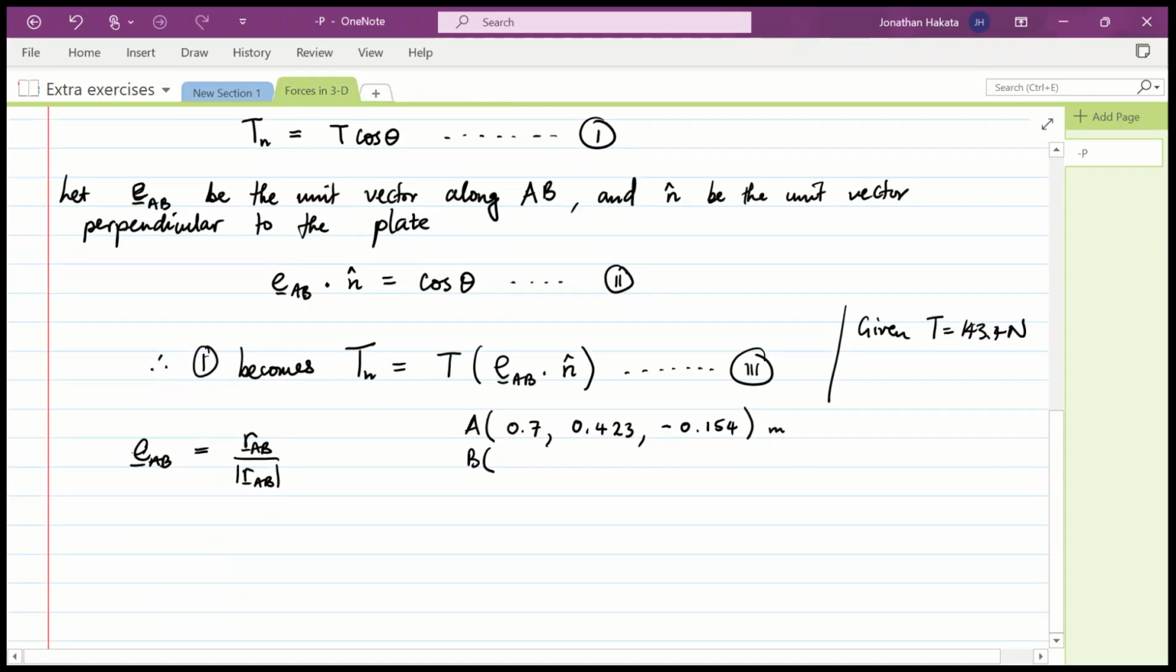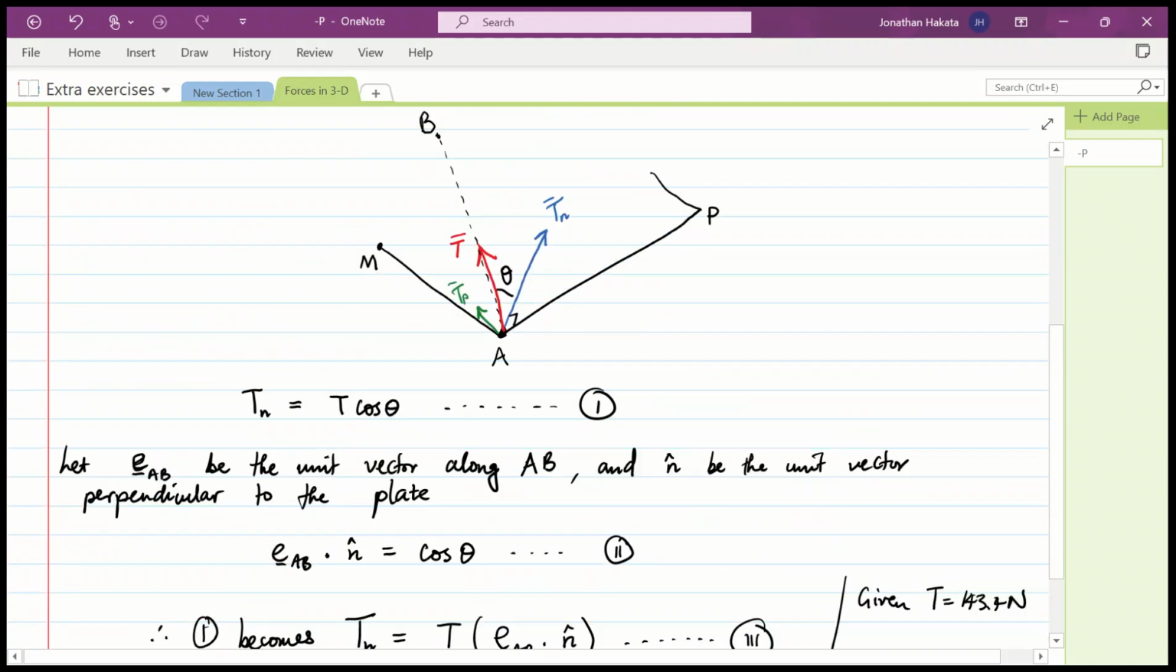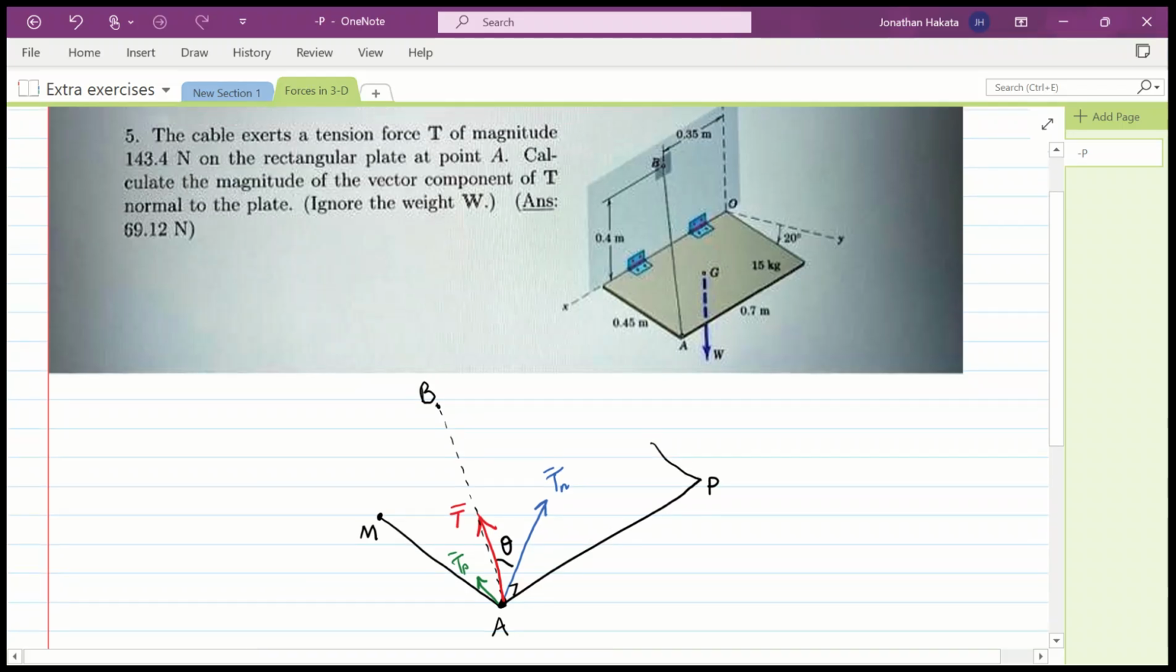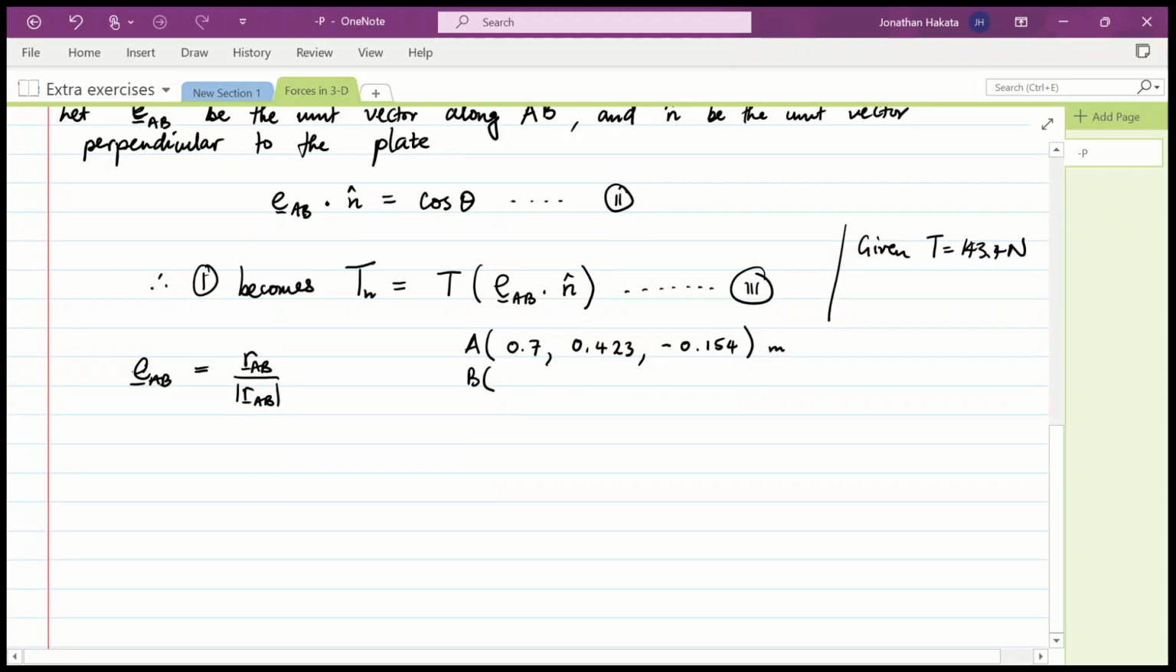Now we do the same for B. B is right on the wall. If you check, the x coordinate is 0.35, the y coordinate is 0, and the z coordinate is 0.4, the height. So let's save that as well. We have 0.35, then the y coordinate is 0, it's right on the wall, and the z coordinate is 0.4. And these are all meters.